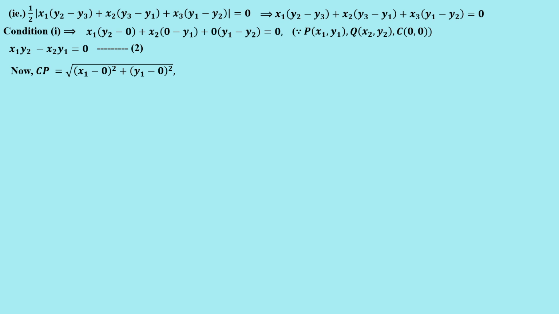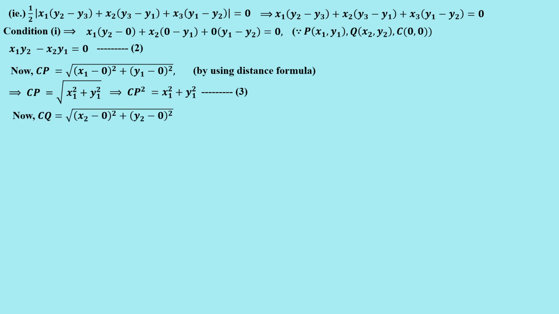Now CP, the distance, using the distance formula. C is (0, 0), P is (x1, y1). Using the distance formula, we get root of (x1 minus 0) the whole square plus (y1 minus 0) the whole square. So CP is equal to root of x1 square plus y1 square. Squaring both sides, CP square is equal to x1 square plus y1 square. That is equation number 3.